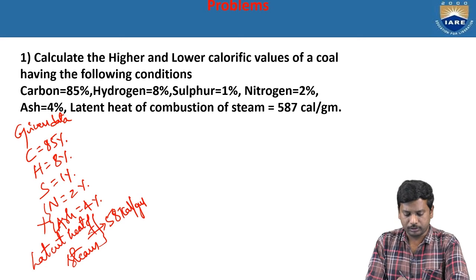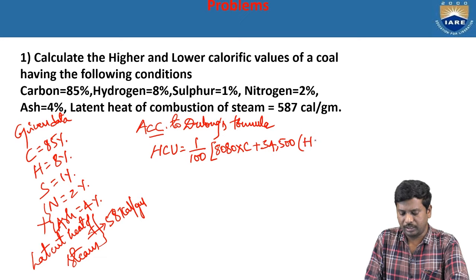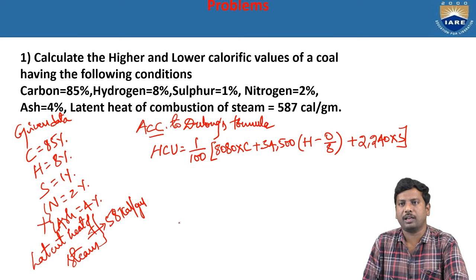So first, according to Dulong's formula, HCV is equal to 1 by 100 into 880 into percentage of carbon plus 34,500 into hydrogen minus oxygen by 8 plus 2,240 into sulfur. Okay, so this is the formula for higher calorific value.